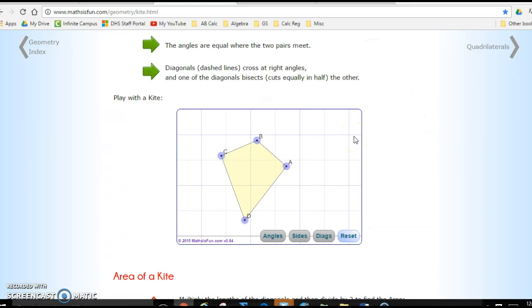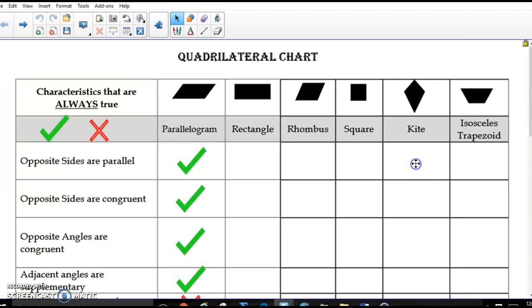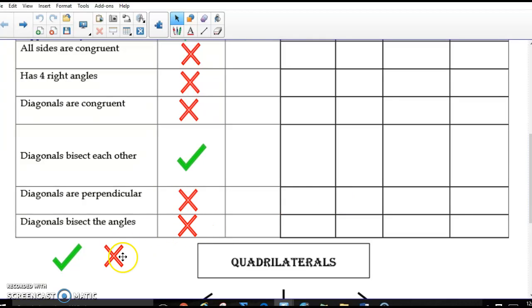I'm looking at a kite right now, and if I look at the diagonals inside the kite, if I moved 1 point, the diagonals are going to move as well, but something that's consistent about them is, do you notice that the diagonals are making a right angle, actually 4 right angles? So go to your vocab packet and make sure that you're looking at the column about kites. I'm going to start at the bottom, and the diagonals are perpendicular to each other. That's something that's true.